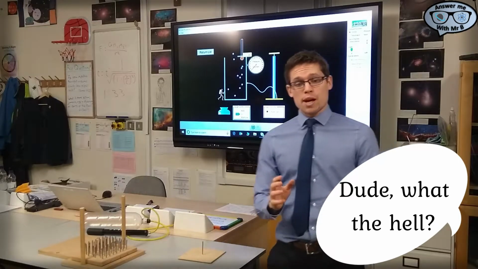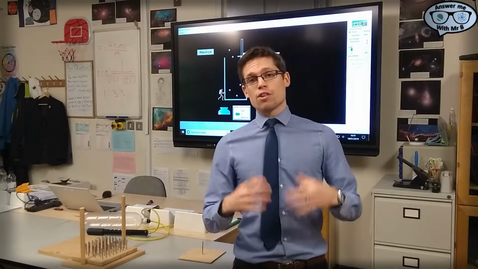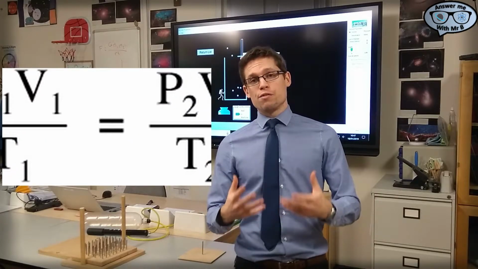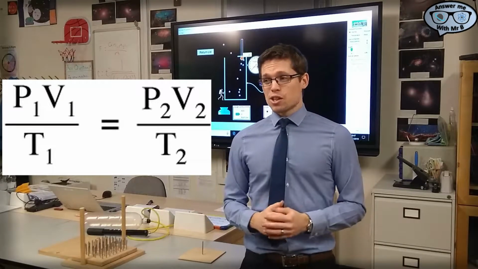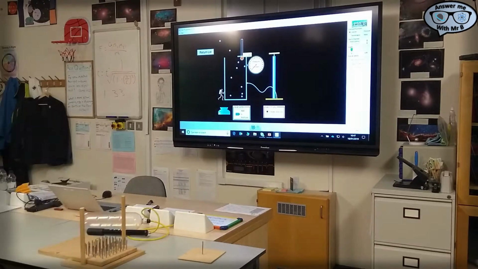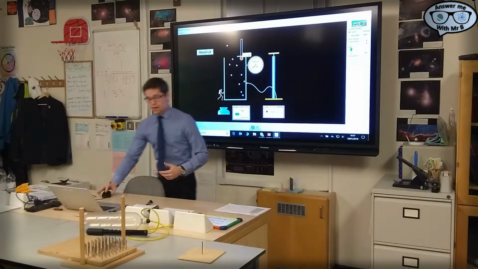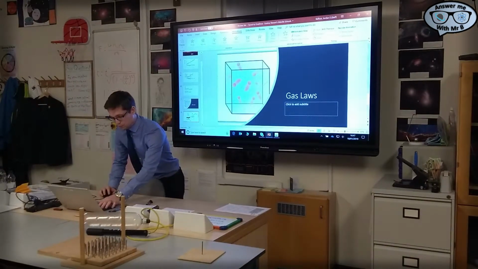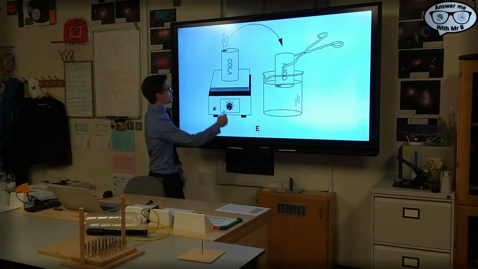These three gas properties, pressure, volume and temperature, are linked by the general gas equation. P1 V1 over T1 equals P2 V2 over T2. And actually, pressure, volume and temperature all tend to change at the same time. Off camera, what I'm doing is I'm heating some water inside an aluminium can. And I'm going to try and demonstrate that all these three things change at the same time.